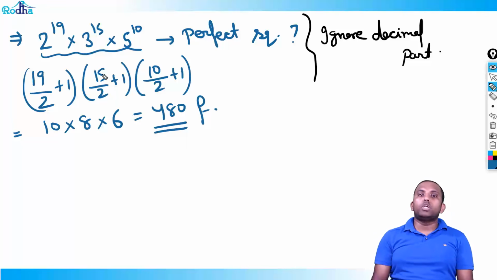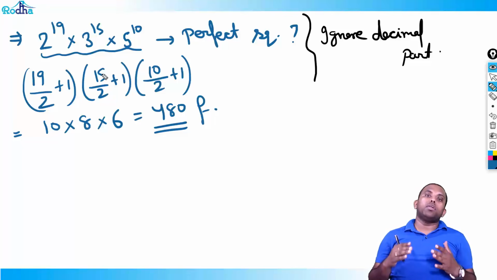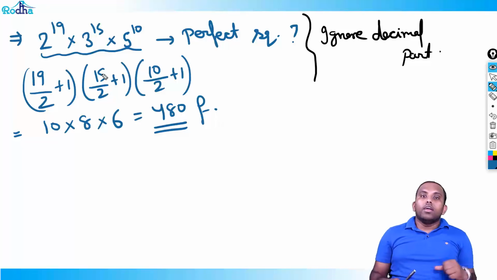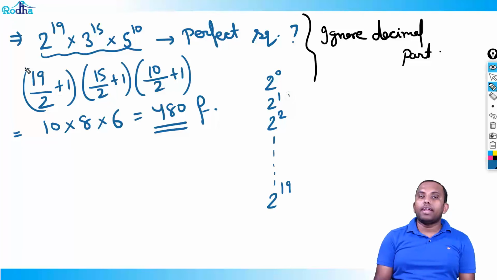So for this big number, 2 raised to 19 into 3 raised to 15 into 5 raised to 10, there are only 480 factors which are perfect squares, right? The logic is again clear, because 2 raised to 19 is here, that means 2 raised to 0, 2 raised to 1, and so on. I will write till 2 raised to 19. So first, 19 by 2 means here 1 to 19.